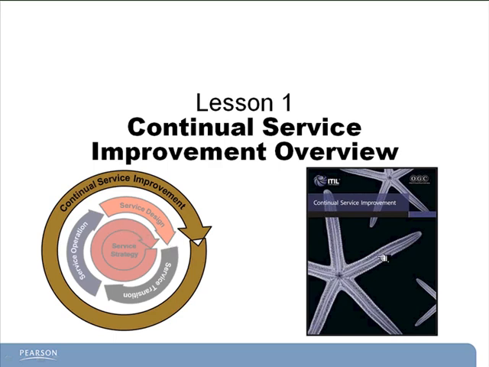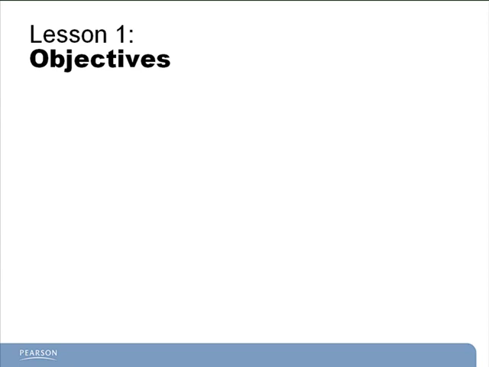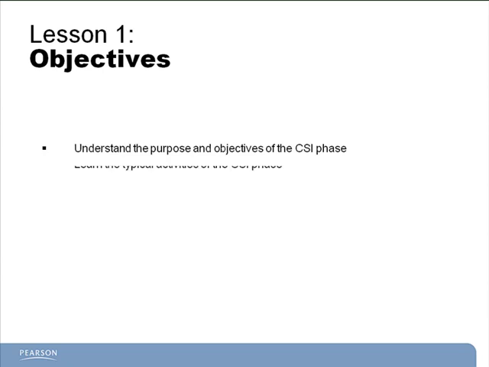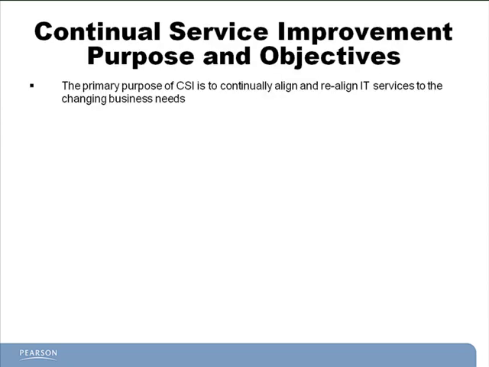To our right, you can see the cover of the Continual Service Improvement book. This lesson contains 2 main objectives. First, we'll understand the purpose and the main objectives of the CSI phase, and then we'll learn the activities usually performed here. The main purpose of the CSI phase is to align and realign the services that IT provides to the changing needs of the business.